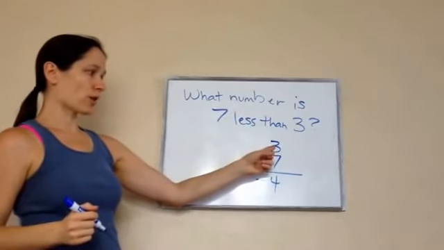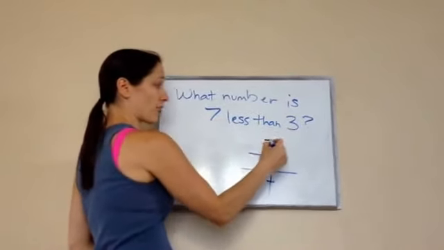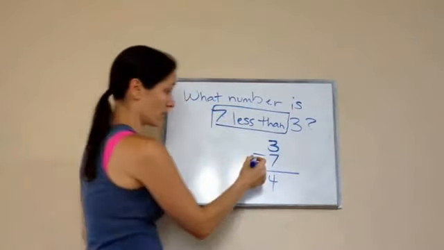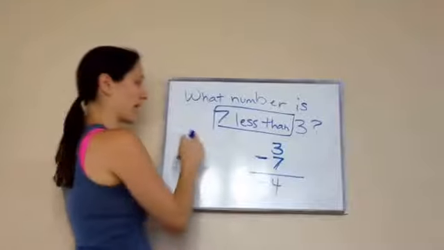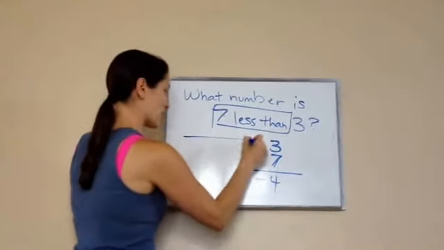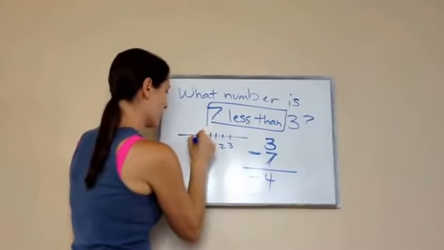Even though we have the smaller number on top, okay? 7 less than 3 means I have a 3, and I want 7 less than that. So I take away 7. Okay? And that's why looking at that chart is good to do. So let's draw it up here real quick. I shouldn't have erased it.